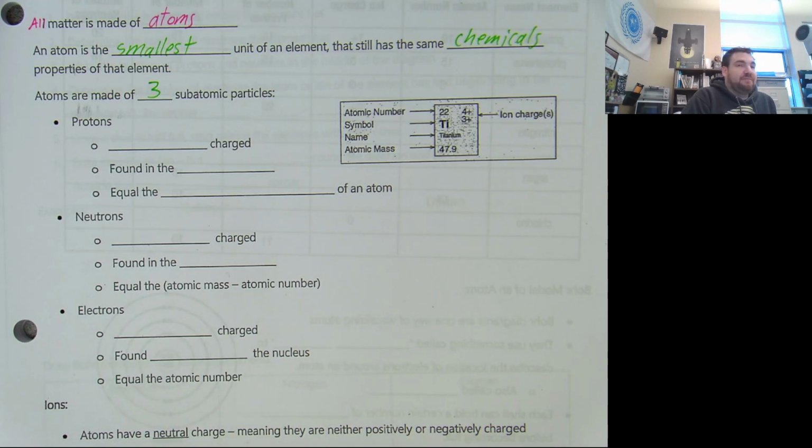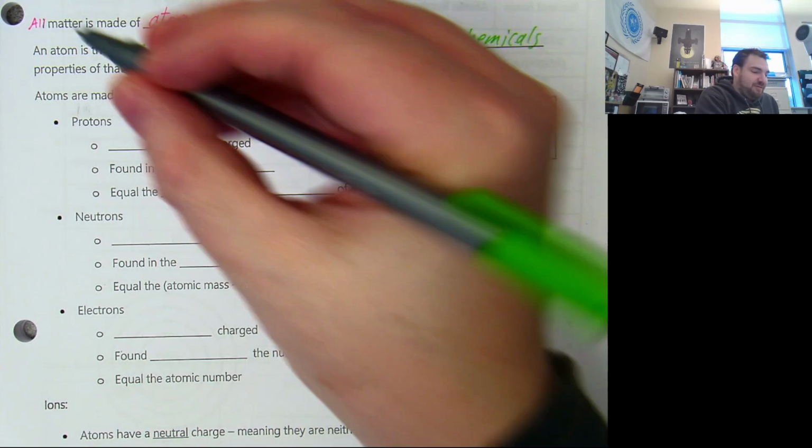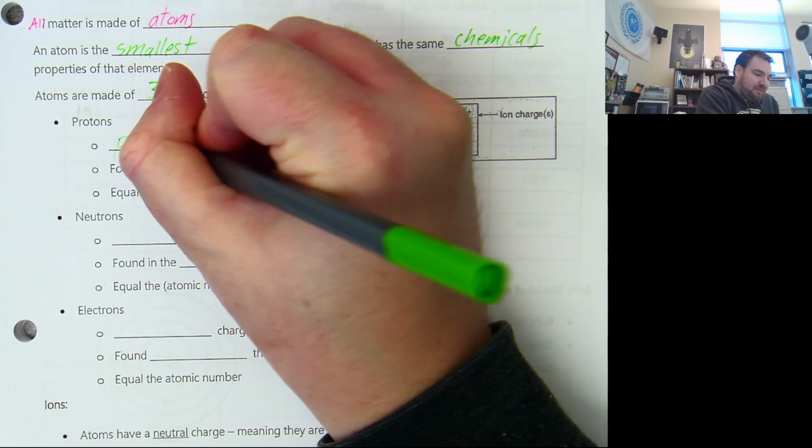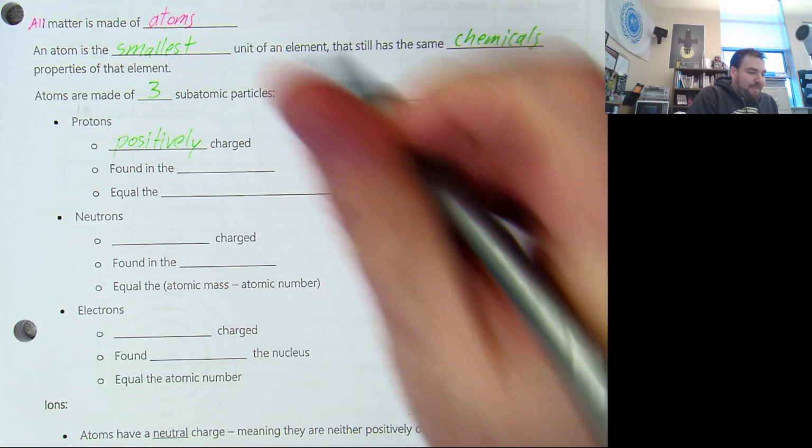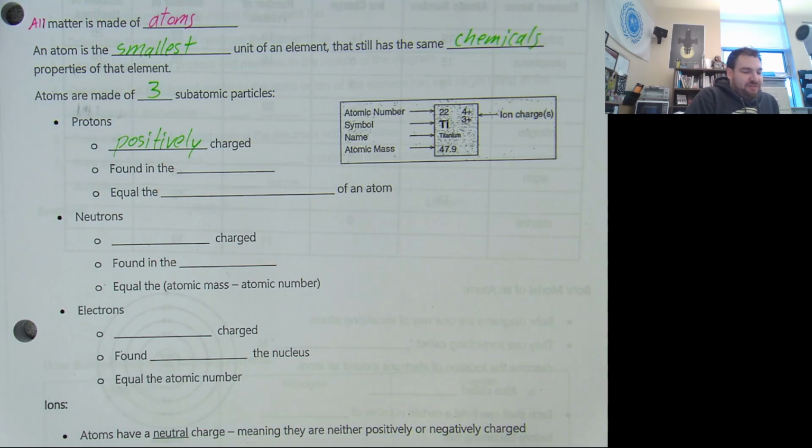What's a proton? Tell me everything you know about protons. Anybody. Or I'll start pulling names. Yes, Imparis. Protons are positively charged. Why that is complicated. What else can you tell me about a proton? It's found in the nucleus.